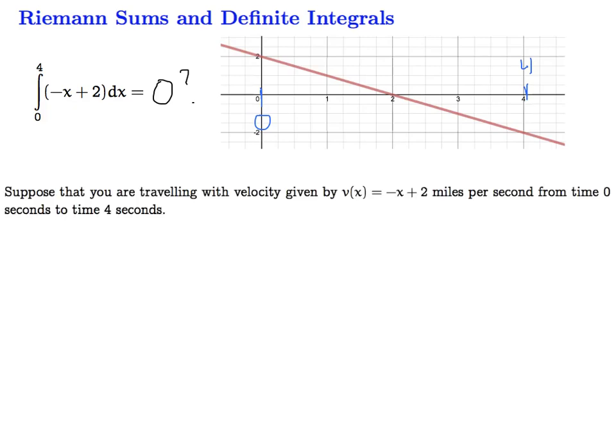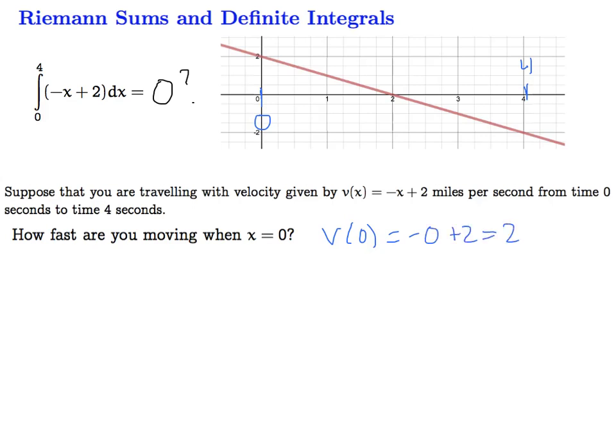So let's suppose I'm a person traveling with velocity given by v of x equals negative x plus 2 miles per second from time 0 seconds to time 4 seconds. So we're going to give this thing some units and some meaning. One thing we can ask is, how fast are you moving when x equals 0? In this case, we put 0 into my function, and I get negative 0 plus 2, which is 2 miles per second. Okay, because we always want to be careful with our units here.